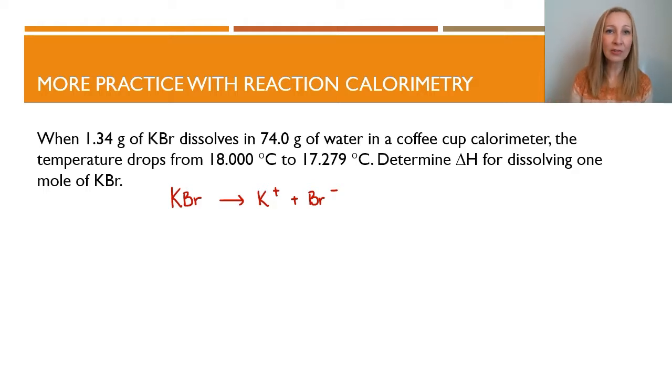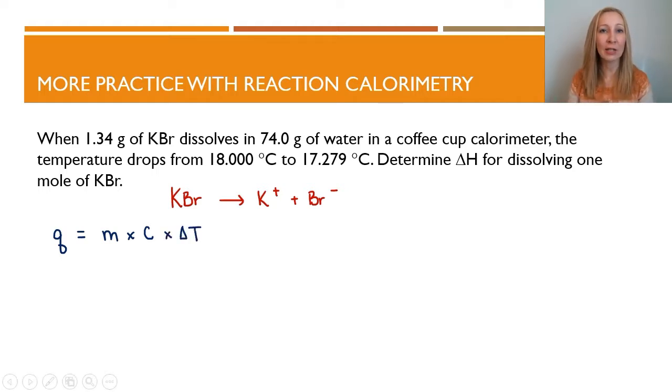And the reaction for the solution is written out as KBr gives us potassium ions and bromide ions. So we're going to write out our equation, Q equals MC delta T, and we're always going to be focused on the water that is gaining or losing the energy from this. So we have 74.0 grams of water. The specific heat capacity of water is 4.184 joules per gram degrees Celsius. And the temperature change of the water is final minus initial. So 17.279 minus 18.000, our initial water temperature.